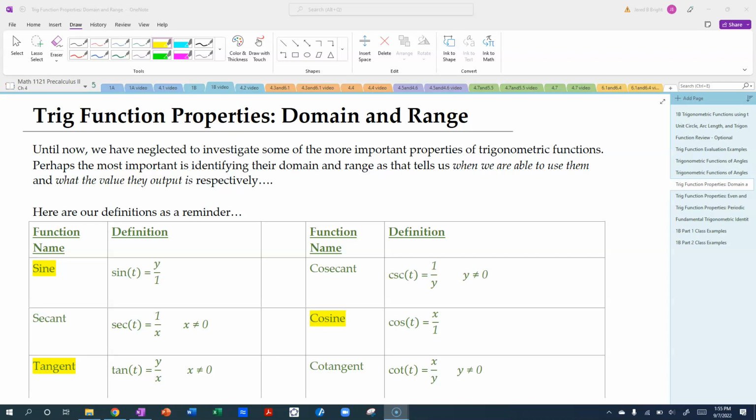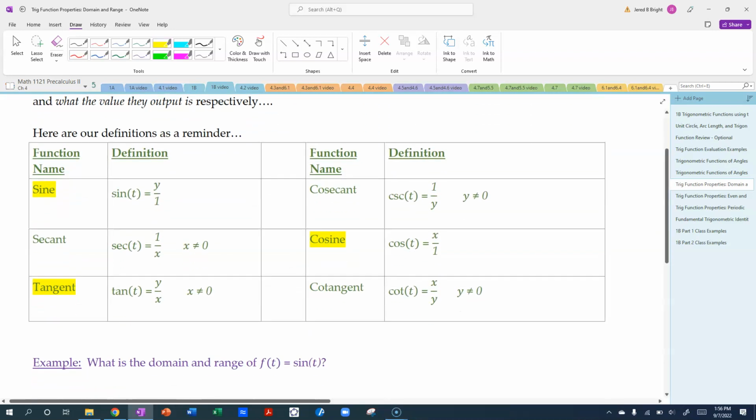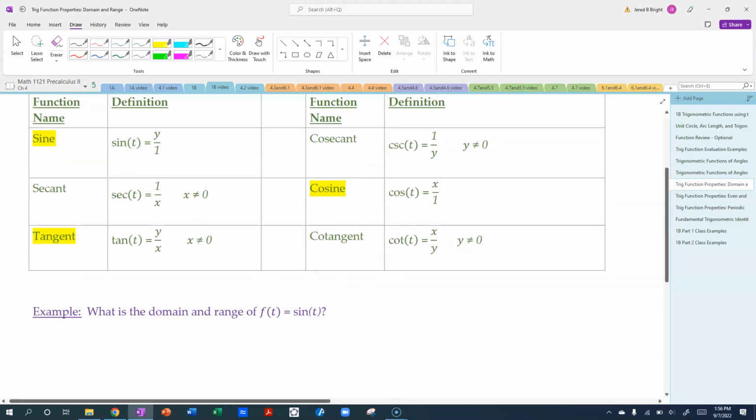Okay, so remember, when we talk about the domain, that is telling us what values it's defined for, in essence saying when we are able to use them. And when we talk about range, range is the outputs. So it's telling us, okay, when we use them, here's what we get, right? So let's think about our definitions just a little bit, okay?